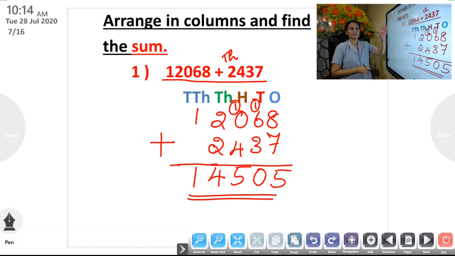We will do it once again. First of all, if the question is given in the horizontal way, you have to arrange them in the vertical way, that is one number under the other number, and the digits should be written in correct places. So 8 plus 7, 15. Carry over 1. 6 plus 3, 9, plus 1, 10. Carry over 1. 4 plus 0 is 4, plus 1, 5. 2 plus 2, 4, then 1. So how will you read the answer? 14,505.